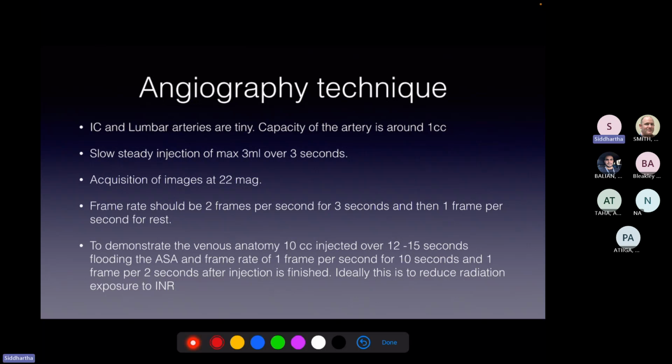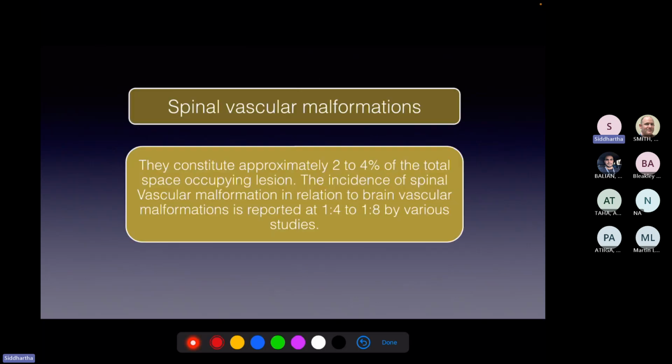And we go down now to spinal vascular shunts. They contribute approximately 2 to 4% of the total space-occupying lesions. And the incidence of spinal vascular malformation to brain vascular malformation is reported as 1 to 4 or 1 to 8 by different studies. So there are lots of studies out there. Pierre Lasjaunias used to classify them in this manner. He used to say that we can look at it as genetic hereditary, where the common presentation is in the pediatric age group.